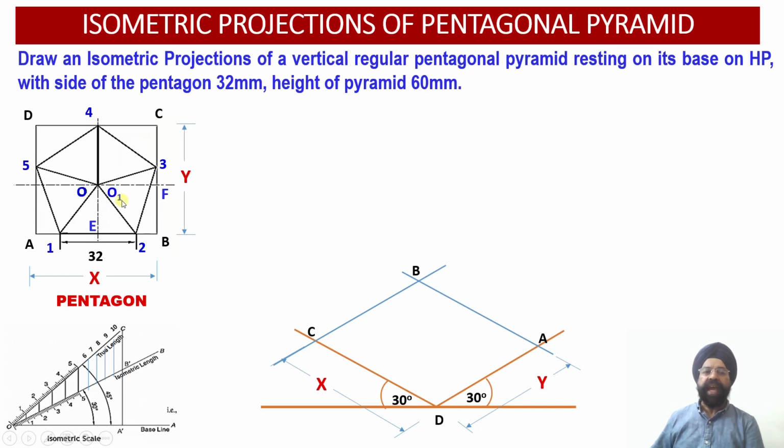O1 is the axis point at the base of this pentagonal pyramid, and we are looking from the top. Now we can join this point O, the vertex or apex point, with all the base points. These are the slant edges which will be visible to us from the top view. In this top view, all the slant edges O1, O2, O3, O4 and O5 have been joined.